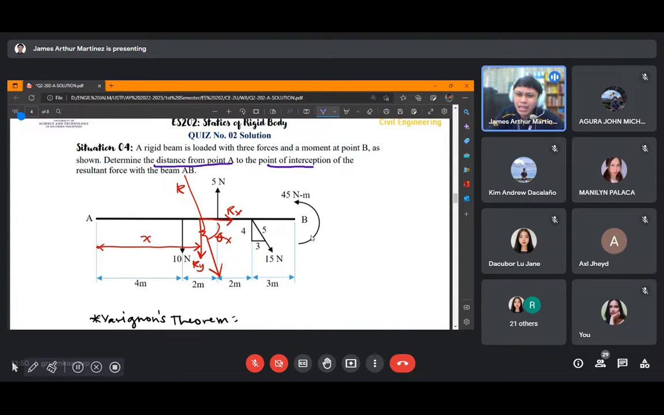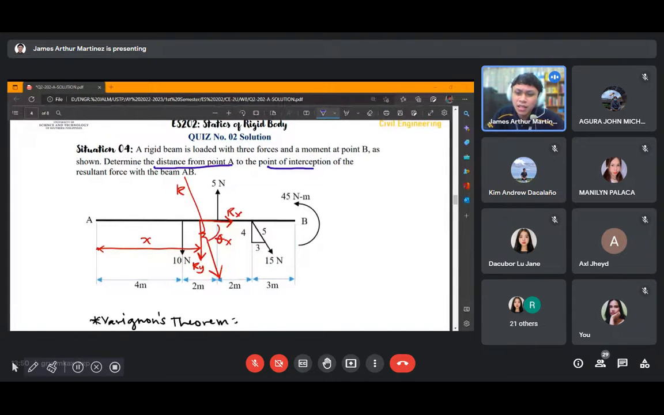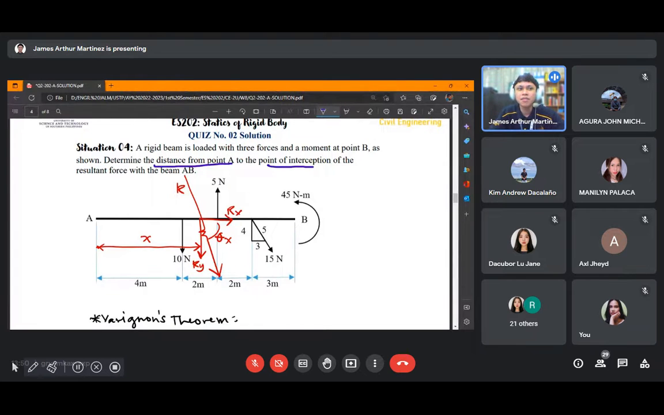through the beam. So, point of interception only means the point of intersection where your resultant force intersects beam AB. So in short, that is how it is, class. Isn't it that they intersect here? So that is the point of interception. The problem asks us to determine how far that point of intersection of your resultant force along AB is from point A. I label that distance as x. So we must find x, right?